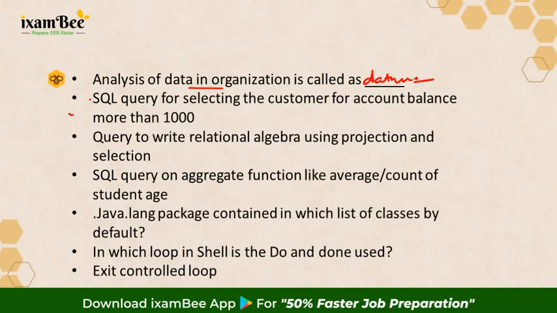The next question is related to an SQL query for selecting customers with an account balance of more than 1,000. So this was a query based question. Then again there was a query based question which is related to relational algebra using projection and selection operators.